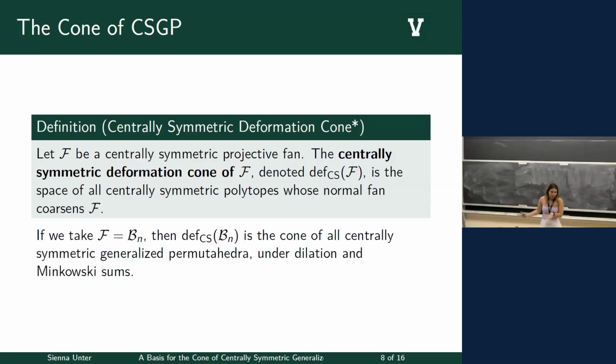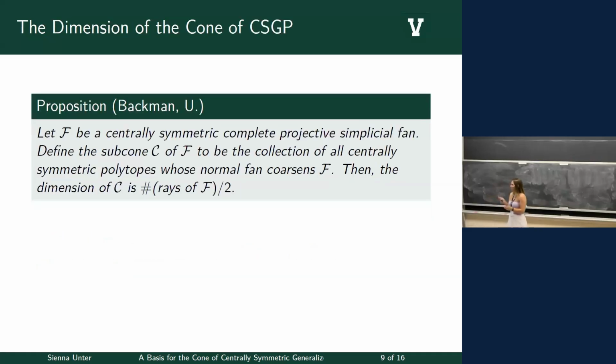We're going to apply it specifically to when F is the braid arrangement. We know that the polytopes that coarsen the braid arrangement are generalized permutahedra, and we're also going to add the condition that they must be centrally symmetric. As far as we can tell, this hasn't really been defined in the literature, the deformation cone for the braid arrangement. Other projective fans are very well studied, but it doesn't seem that anyone has really looked at the centrally symmetric deformation cone of the braid arrangement. So very cool.